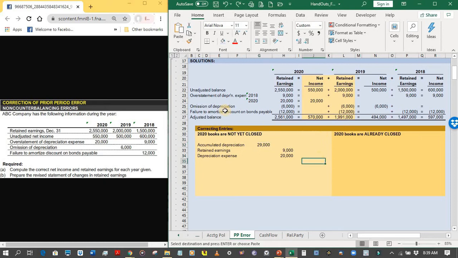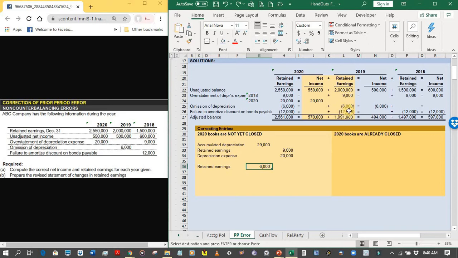Now, let us proceed to the next error, which is the omission of depreciation or understatement of depreciation expense. Based on our table, there is no effect on the 2020 net income. However, there is an effect on the retained earnings at the start of 2020, and this pertains to the error in the net income in 2019. So how do we correct the retained earnings at the start of 2020? That is by a decrease by 6,000 pesos, and that requires a debit to retained earnings for 6,000 pesos.